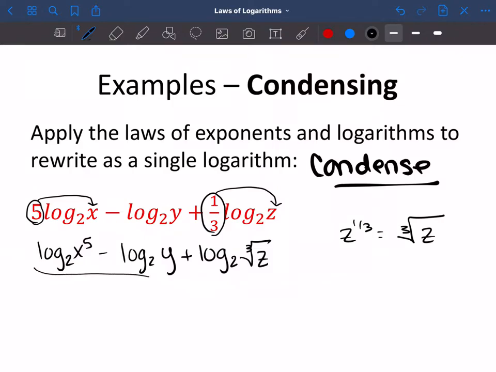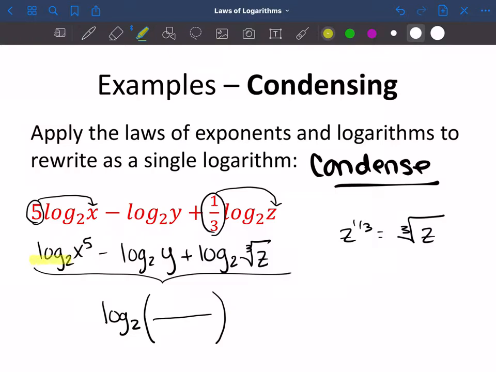All right, so now we can take these three terms. I think we're ready to write them as a single log. So we have log base 2. Because I have addition and subtraction in here, we know we have a quotient. So my numerator is going to contain all the positive ones. So this is going to go in the numerator, and this is going to go in the numerator. So we have x to the 5th and the cube root of z. Now my only subtraction is log base 2 of y, so the y is going to go in the denominator.